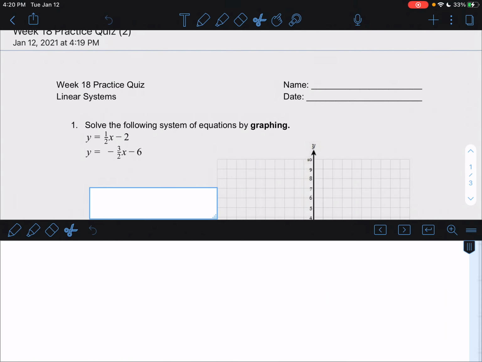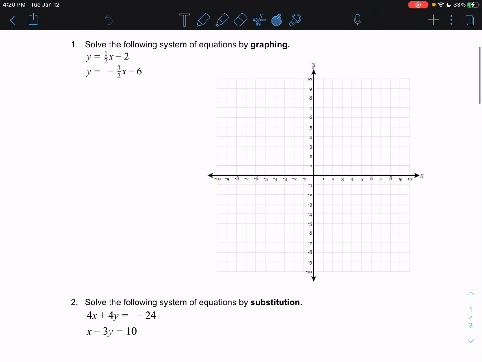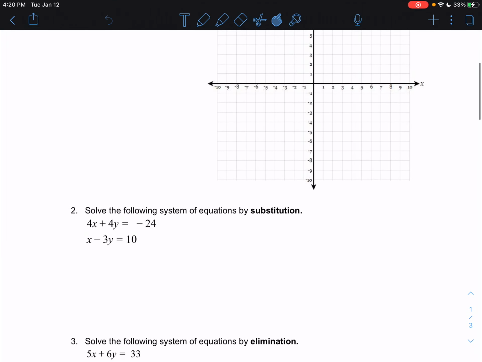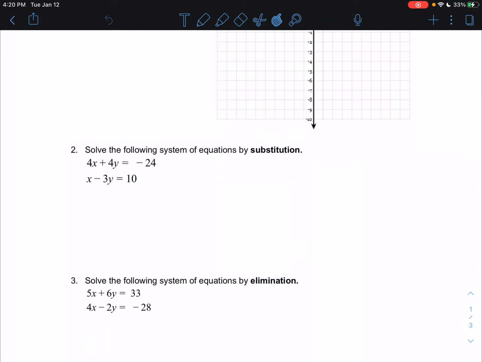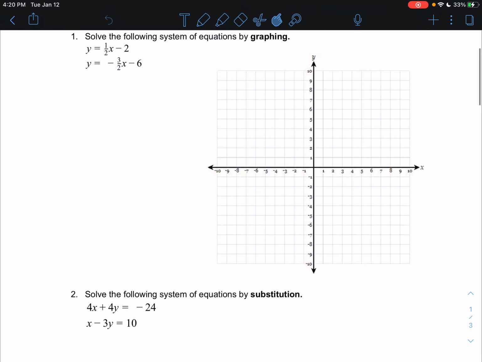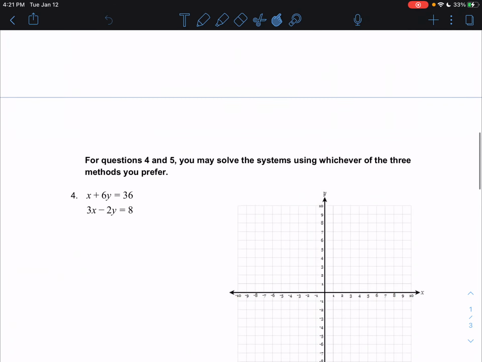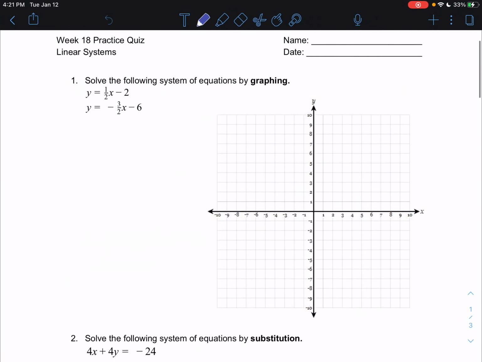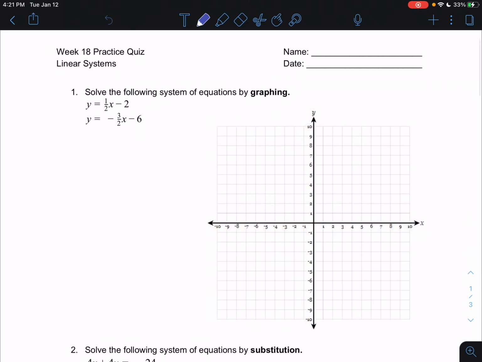So as I said yesterday, the practice quiz, we are going to have 5 problems, 3 of which you have to solve using a specific method, and 2 of which you can solve using whichever method you want. And they're all systems. So let's look at the first one.